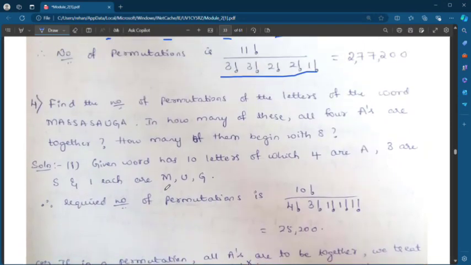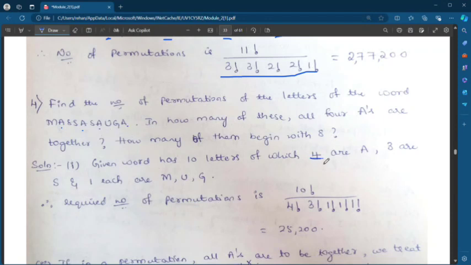Now we have an interesting question over here. They are saying: find the number of permutations of the letters of the word Masasauga. In how many of these are all four A's together, and how many of them begin with S? So the given word has 10 letters, of which 4 are A: 1 time A, 2 times A, 3 times A, 4 times A. 3 times S is there.